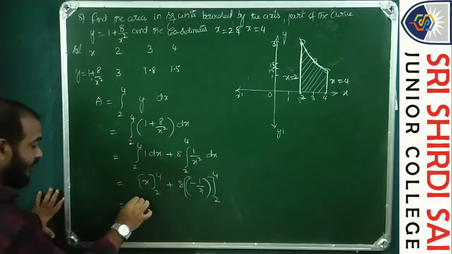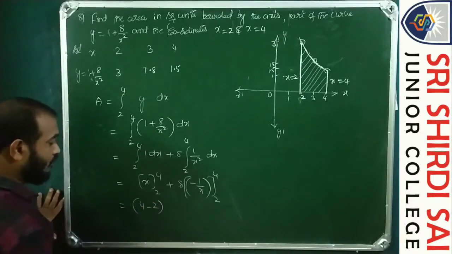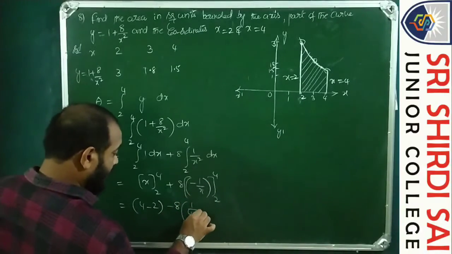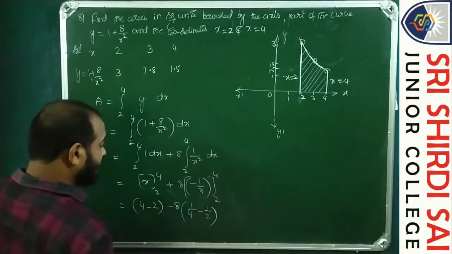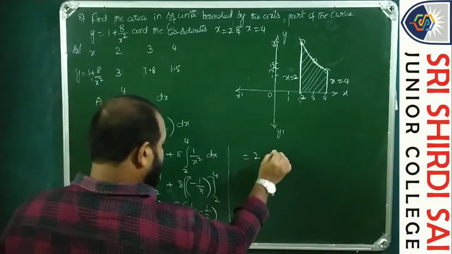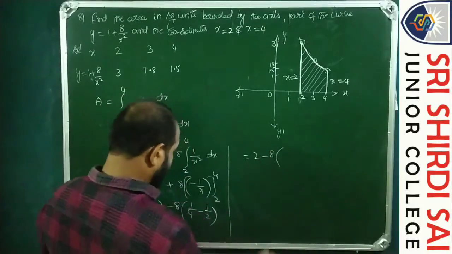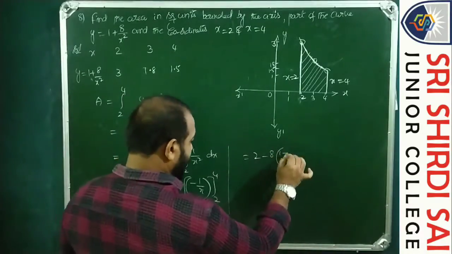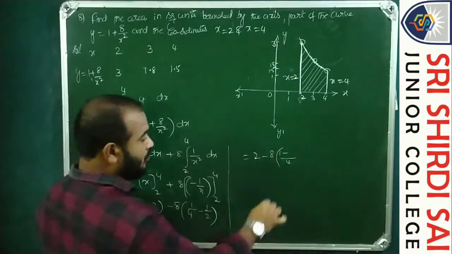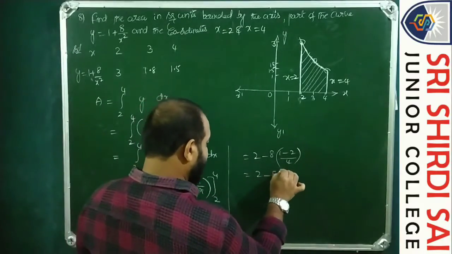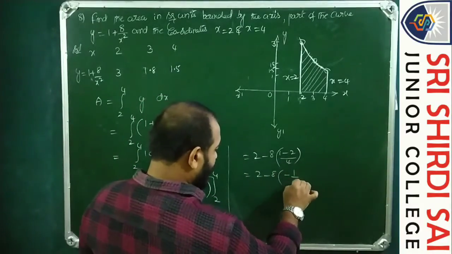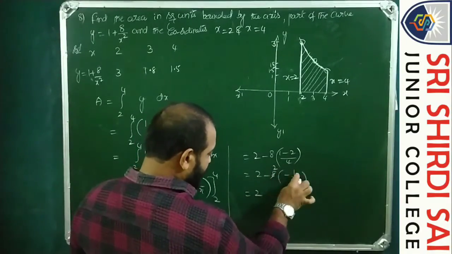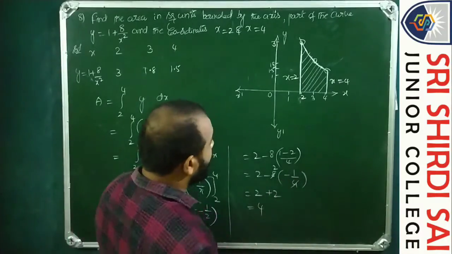In the place of x put the upper limit 4, minus the lower limit 2. Plus into minus is minus 8 times 1 by 4 minus 1 by 2. This equals 4 minus 2, which is 2, minus 8 times, with LCM 4, 1 minus 4 by 2, which is 2, 2 into 1 is 2. So this equals 2 minus 8 into minus 1 by 4. 4 2s are 8, so this is 2. Minus into minus is plus, so 2 plus 2 is 4. The answer is 4 square units.